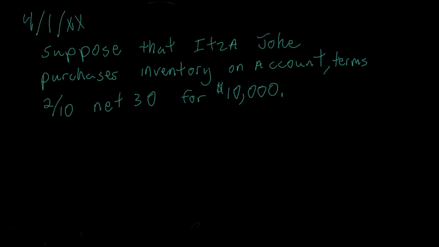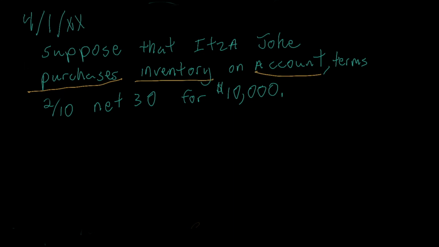So let's look at an example of purchasing on account. Okay, gang. On April 1st, suppose that It's a Joke purchases inventory on account, terms 2/10, net 30, for $10,000. First and foremost, when we're dealing with merchandising inventory, I like for you guys to make sure you understand clearly which side of the transaction you are on in regards to being either the purchaser or the seller of inventory. And as always, before we record transactions, we identify the keywords. So our first keyword is obviously purchasing inventory on account.